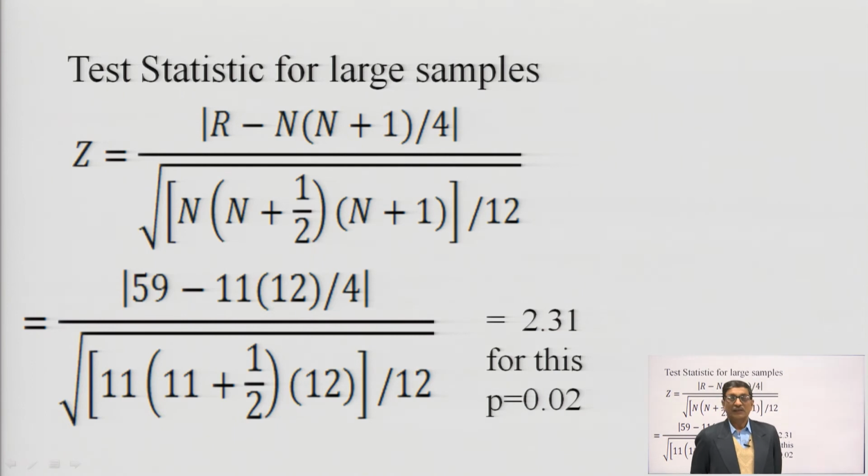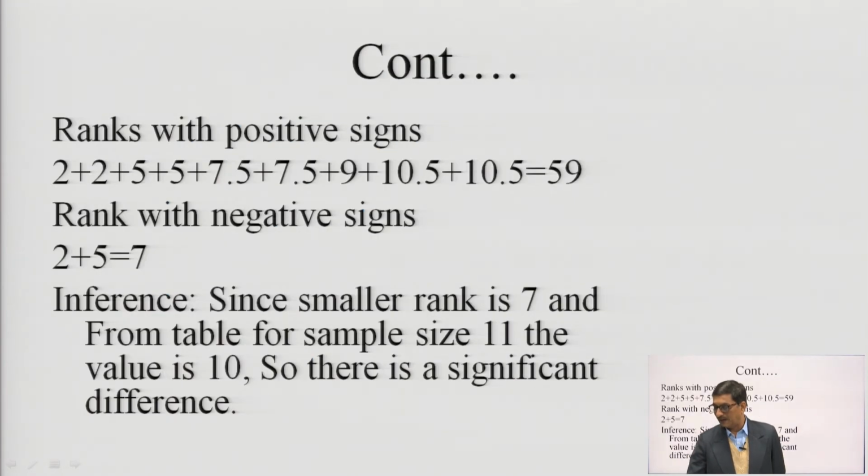We also find, for the large-sample Wilcoxon signed rank test, this formula: z equals r minus n(n+1)/4 divided by the square root of n(n+1)(2n+1)/24, where r is the sum of ranks with positive sign and n is the sample size. In our example, r is 59, as we found that the sum of ranks with positive sign is 59.